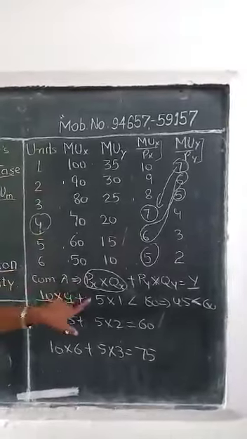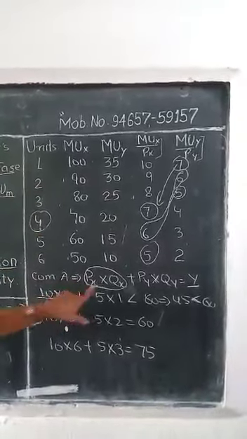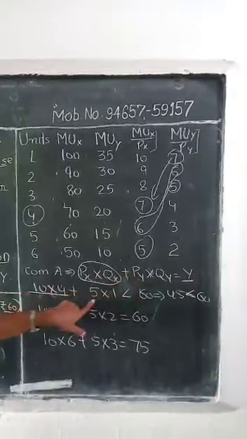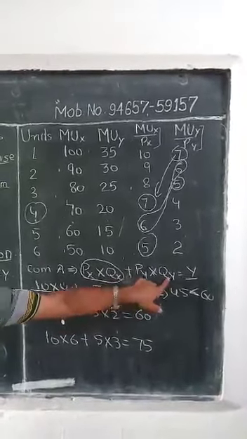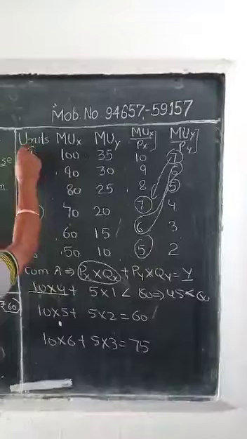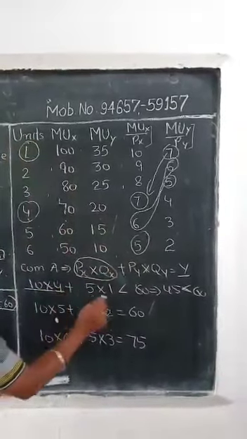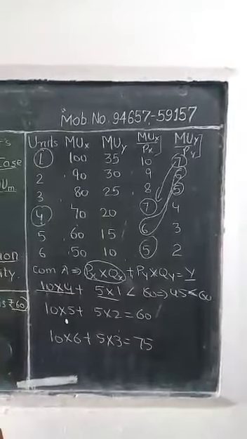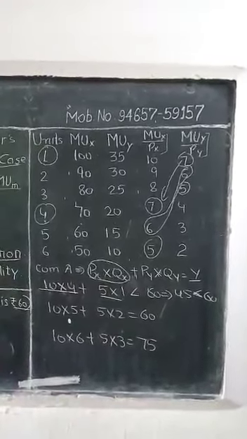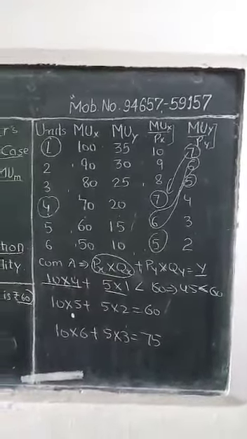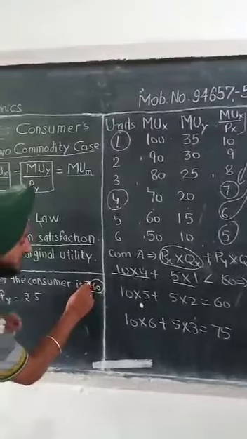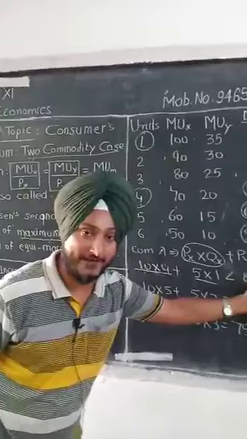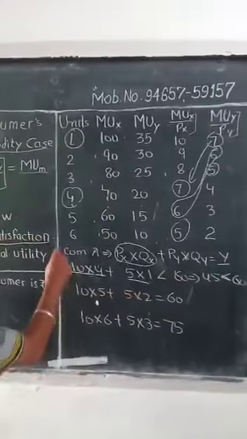So you can see here price of x 10 rupees into quantity 4, plus price of y 5 rupees into quantity of y, which is 1. Here I am marking. So 40 plus 5 is 45, that is less than the consumer's budget. The consumer's budget we have taken is 60 rupees. In the video in the starting I explained that it is 60 rupees, but it is becoming only 45. So this combination will not be taken.